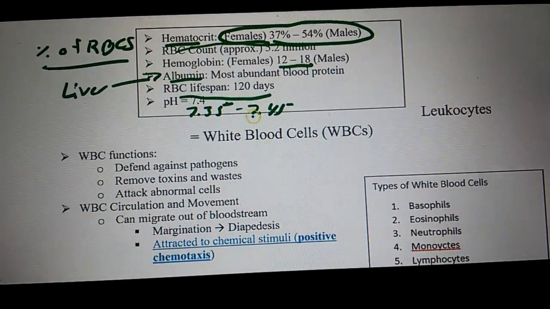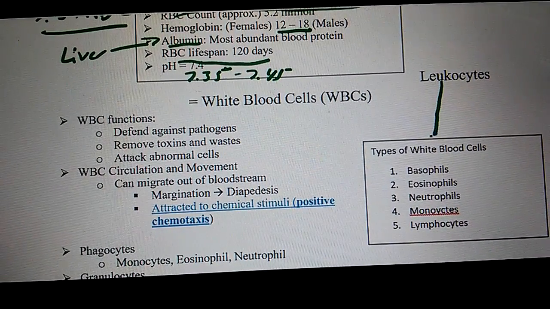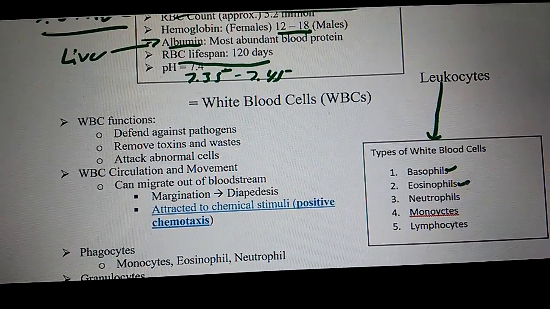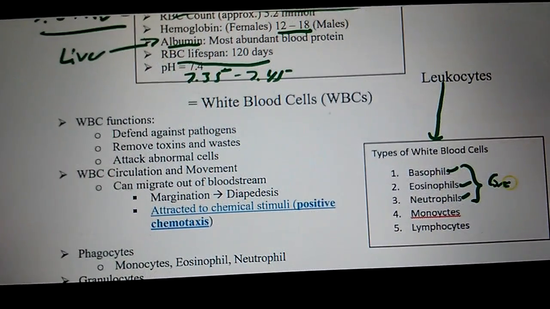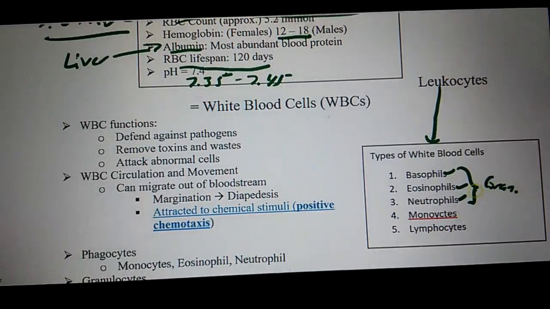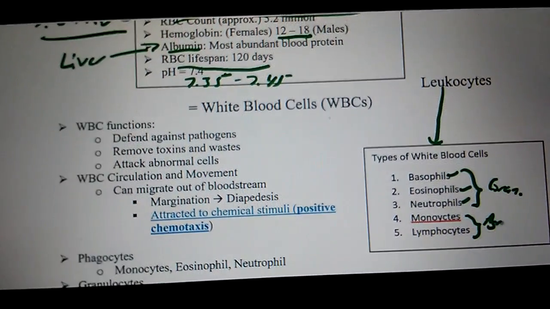Are basophils a type of leukocyte? Yes. Are eosinophils? Yes. Are neutrophils? Yes. What are the granulocytes? Ben. Ben are the what? Granulocytes. So therefore, monocytes and lymphocytes are the what? Agranulocytes.